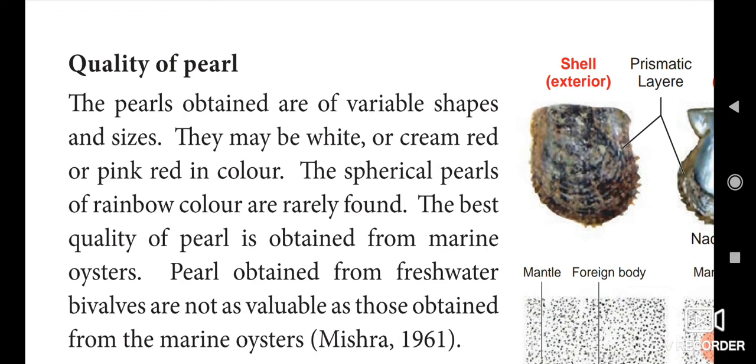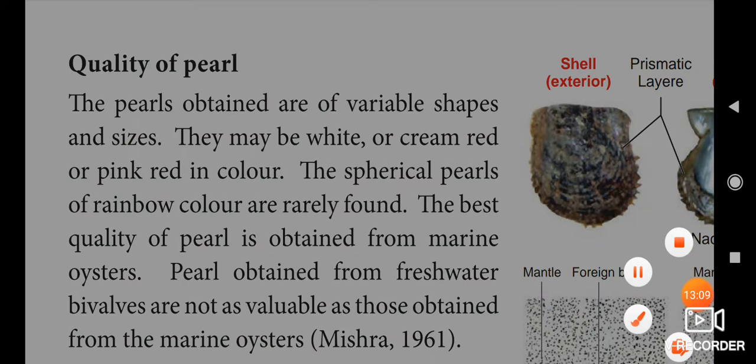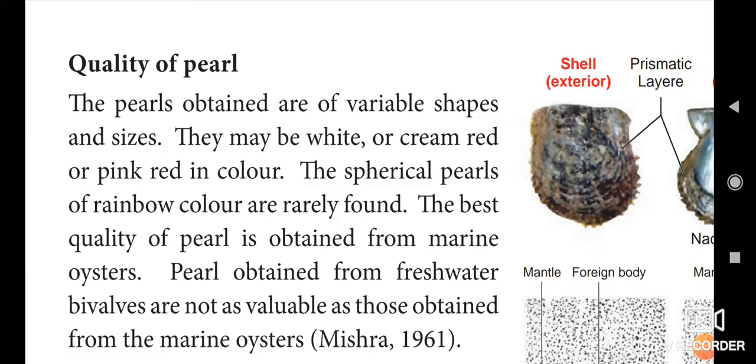The pearls obtained are of various shapes and sizes. They may be white or cream, red or pink in color. Spherical pearls of rainbow color are rarely found.